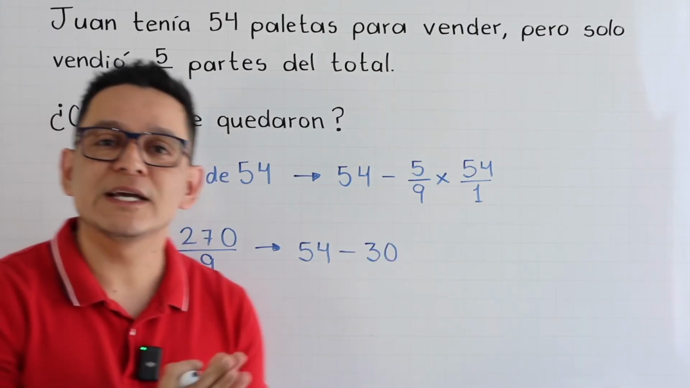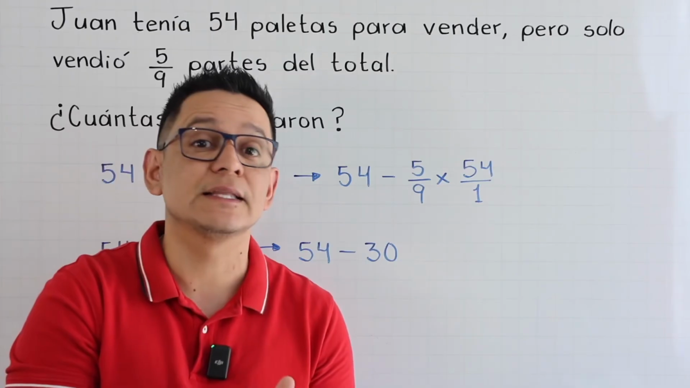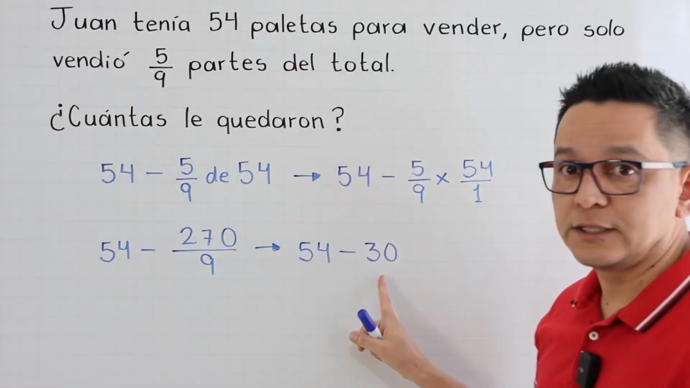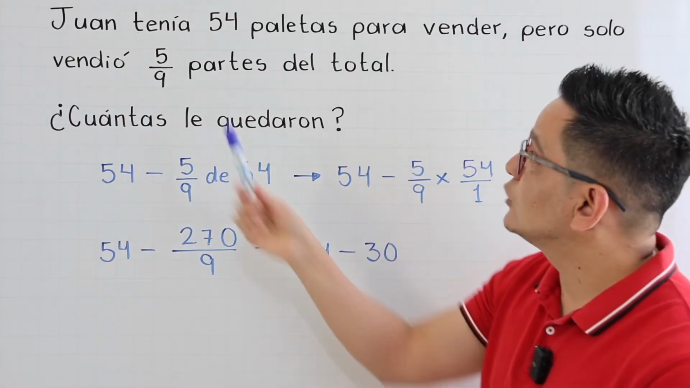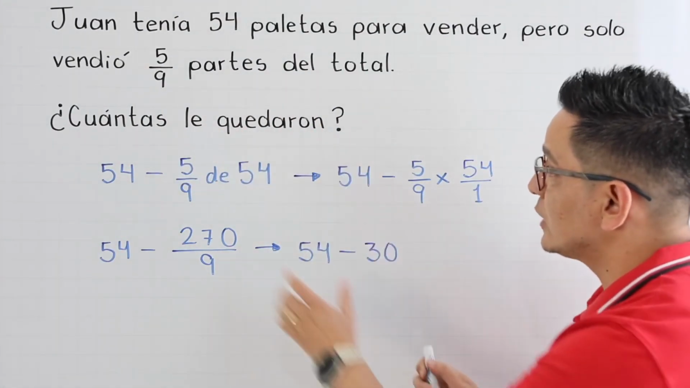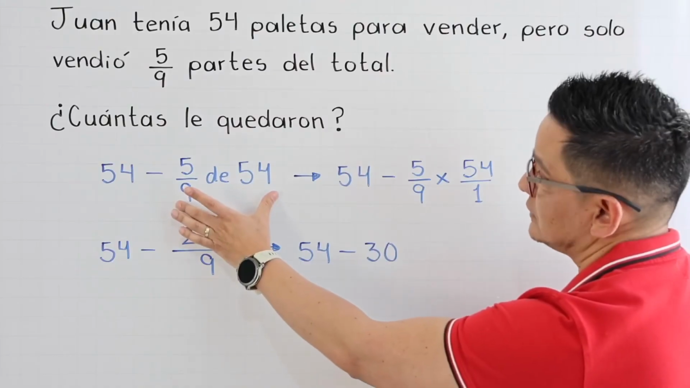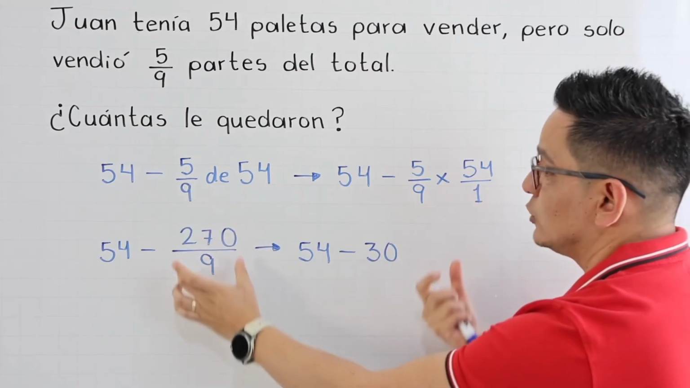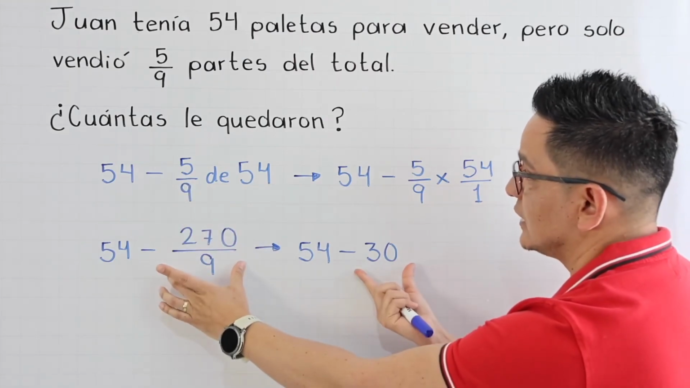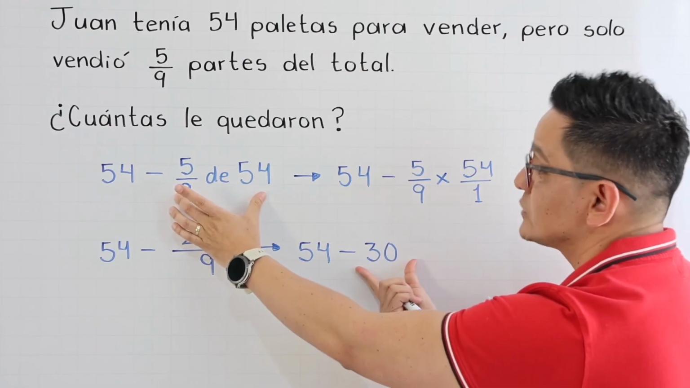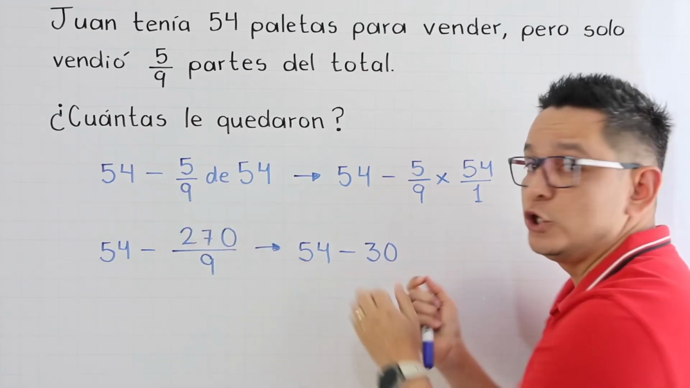For now, we already know how many popsicles he sold, right? How many did he sell? Well, he sold 30, right? Because we had agreed that he sold 5/9 of the total, which was 54. I'm bringing it over here, and here, and here. So, what I have here actually gave me 30. So that means he sold 30 popsicles.